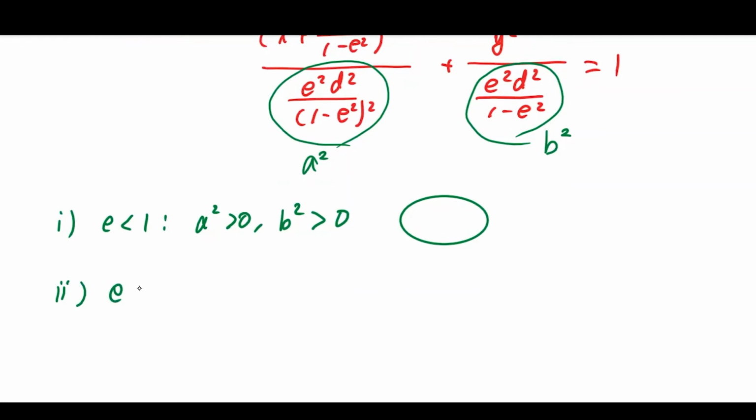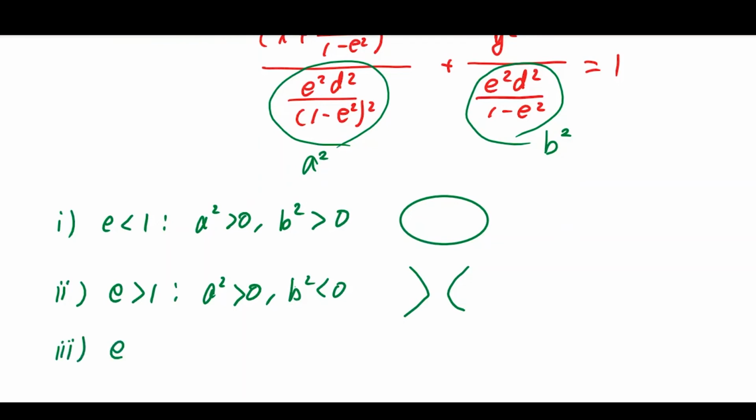Okay. Case 2. e is greater than 1. a squared is still positive. I hope you see that, because everything is squared. But b squared, let's see, this numerator is positive, but this denominator is negative now, isn't it? So b squared is really negative. And that'll give us, of course, a hyperbola, right? Huh, that's amazing.